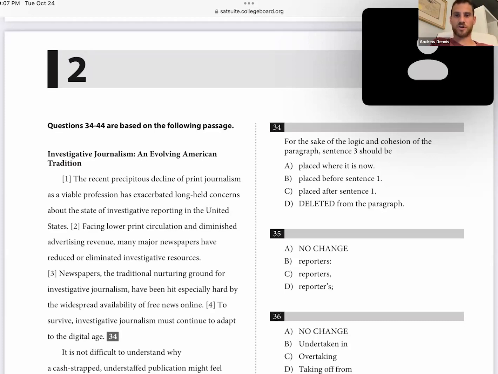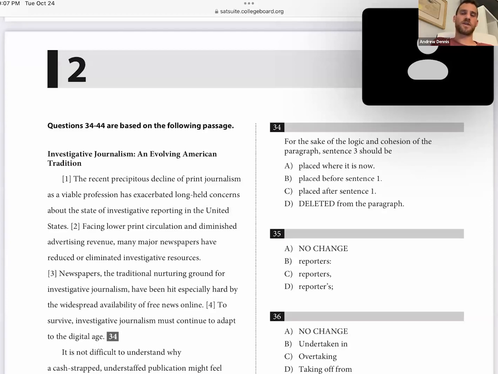Newspapers, the traditional nurturing ground for investigative journalism, have been hit especially hard by the widespread availability of free news online. Facing lower print circulation and diminished advertising revenue, many major newspapers have reduced or eliminated investigative resources. To survive, investigative journalism must continue to adapt in the digital age.